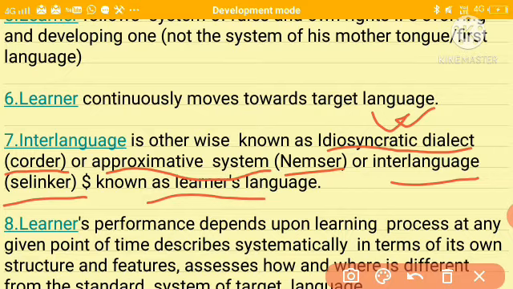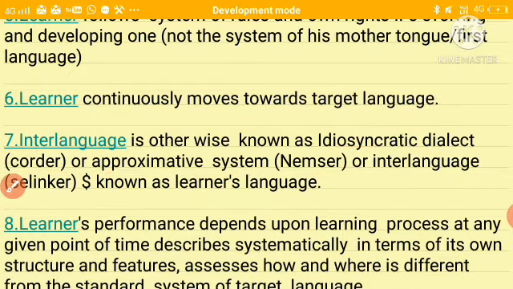So interlanguage is otherwise known as idiosyncratic dialect, Corder, or approximative system, Nemser, or interlanguage, Selinker, and also known as learner's language. This is very important.